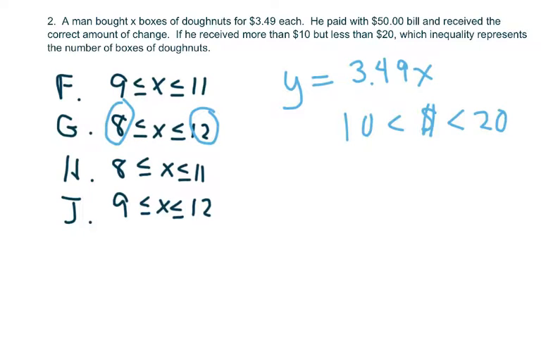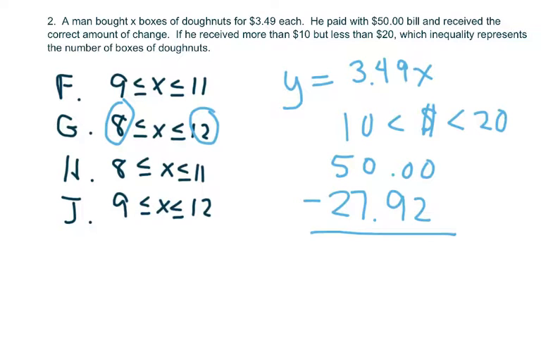When I plug in 8, let me do it real quick. You can do it as well. 3.49 times 8 equals 27.92. If you subtract that from 50, his change is going to be $22, which is more than the 20. So it can't be 8.